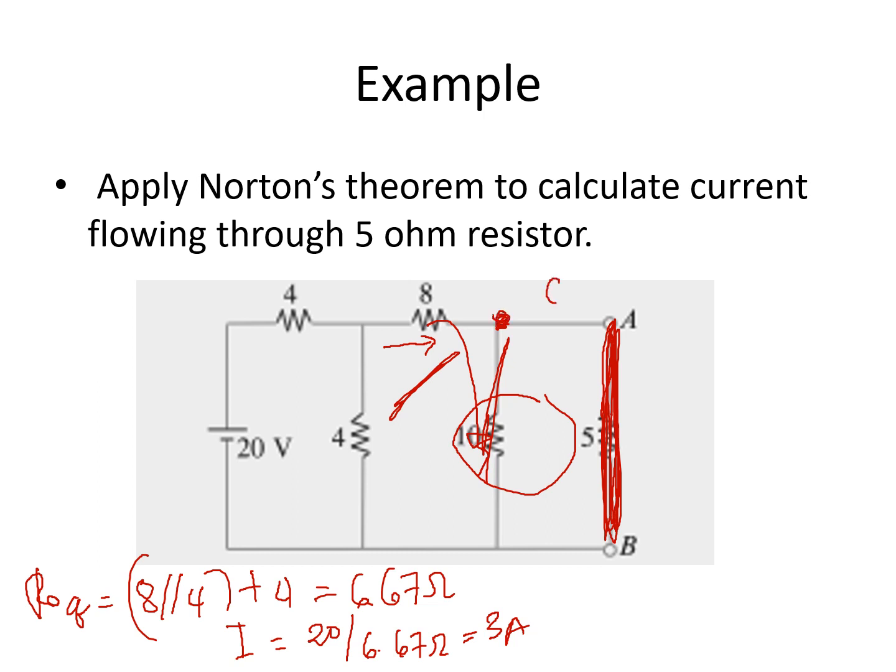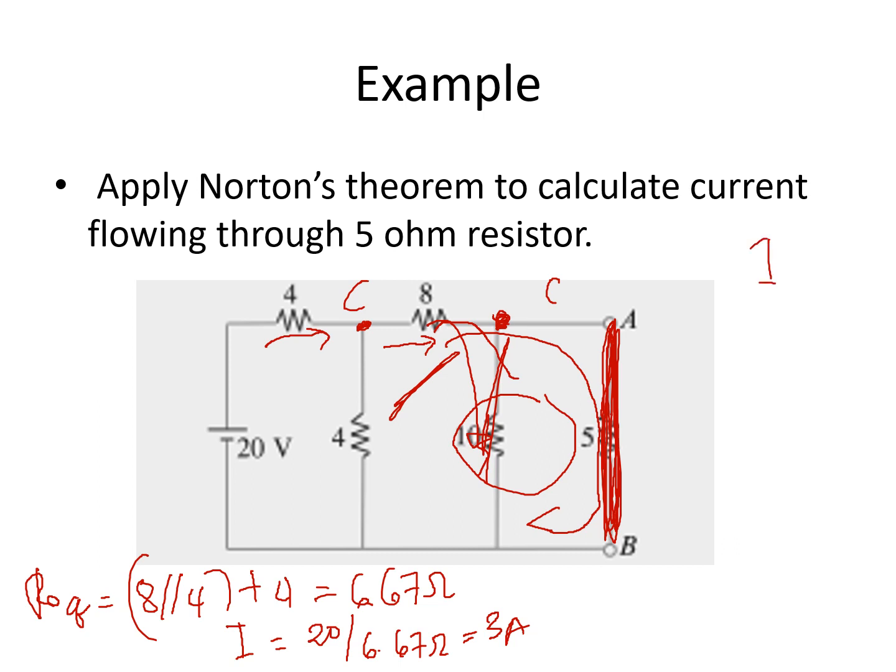Let's call this point C, and this is our A and B. At this point, that current divides, and we want to get the current which will flow across this short circuit terminal. So how do you solve for that?